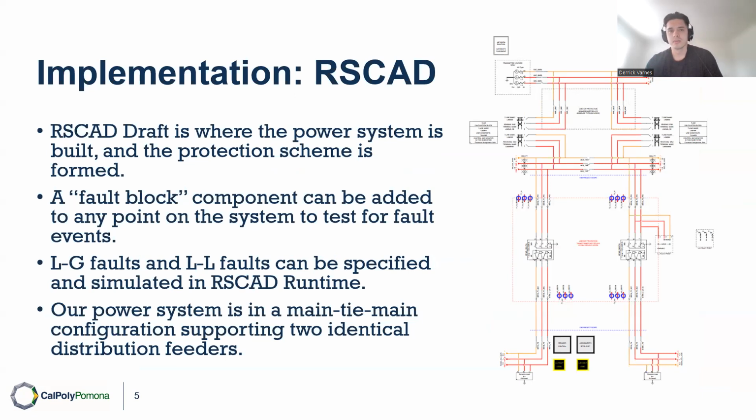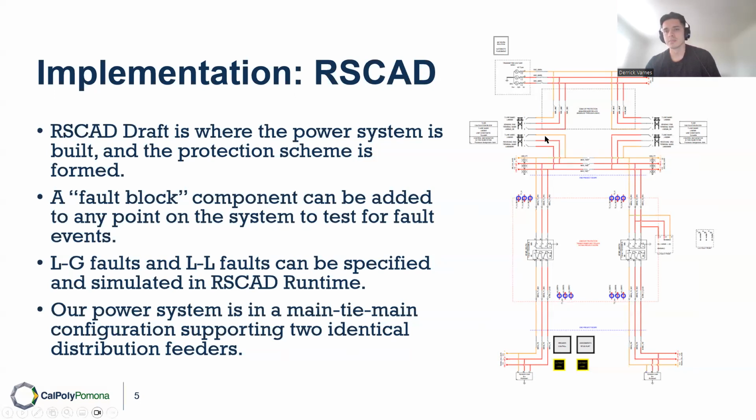RS-CAD Draft is where the power system is built and the protection scheme is formed. A fault block component can be added to any point on the system to test for fault events. Line to ground faults and line to line faults can be specified and simulated in RS-CAD Runtime. Our power system is in a main-tie-main configuration supporting two identical distribution feeders.